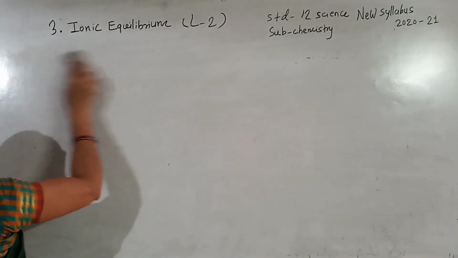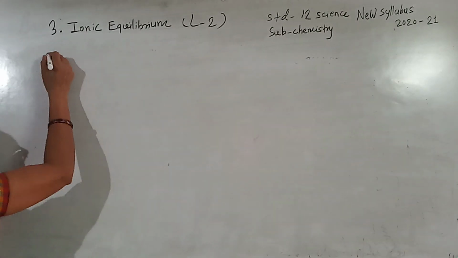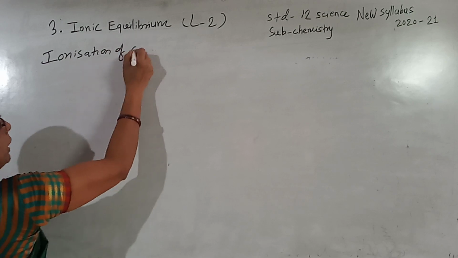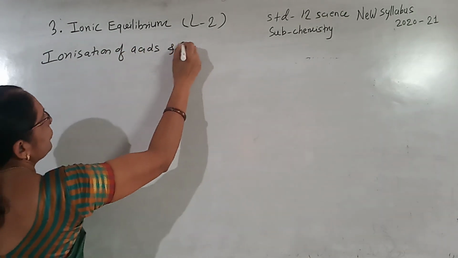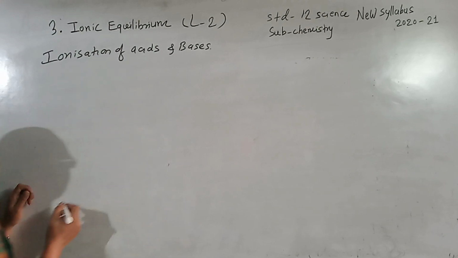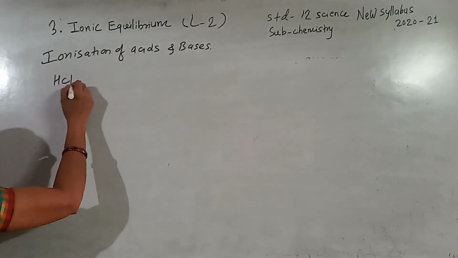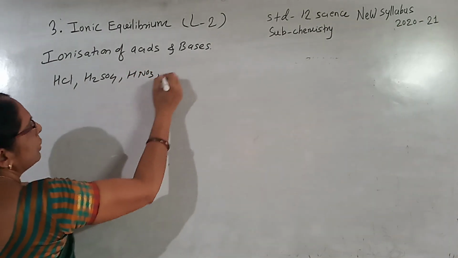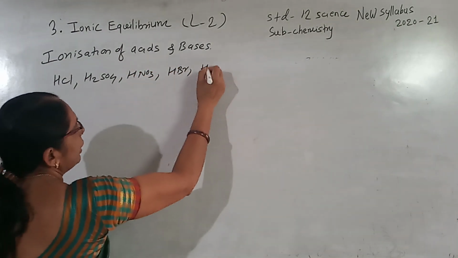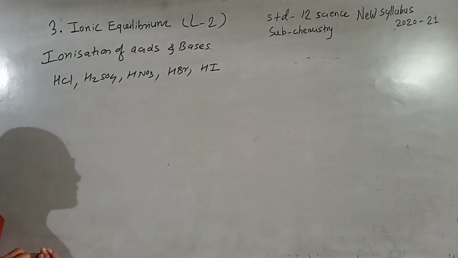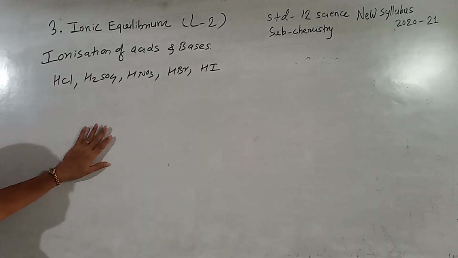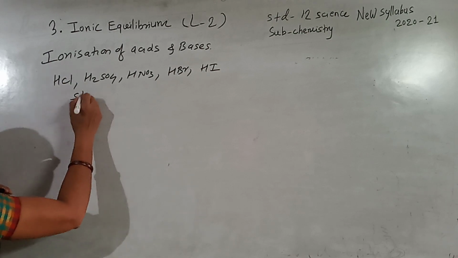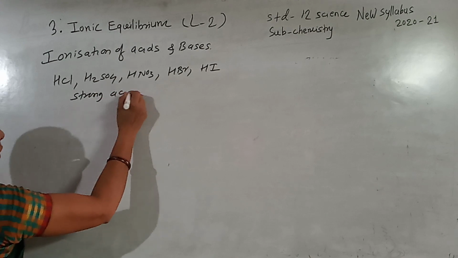Now, the next point is the ionizations of acids and bases. So we consider the acids HCl, H2SO4, HNO3, HBr, HI. These acids, when dissolved in water, are completely ionized. Therefore, they are called strong acids. So they are examples of strong acids.